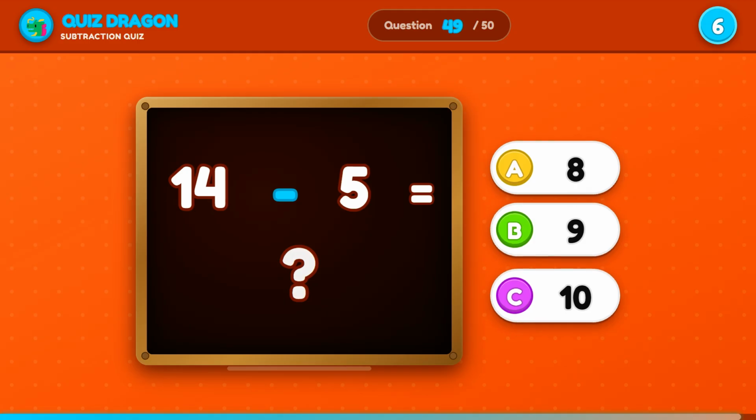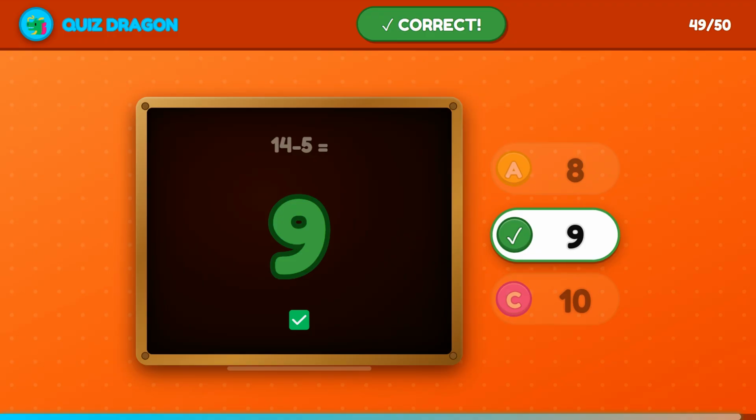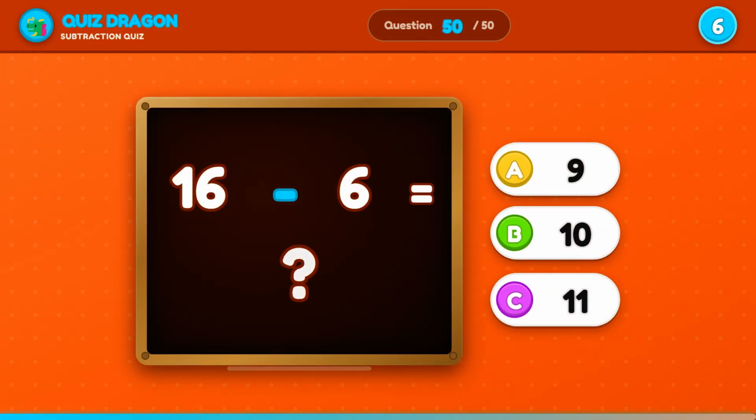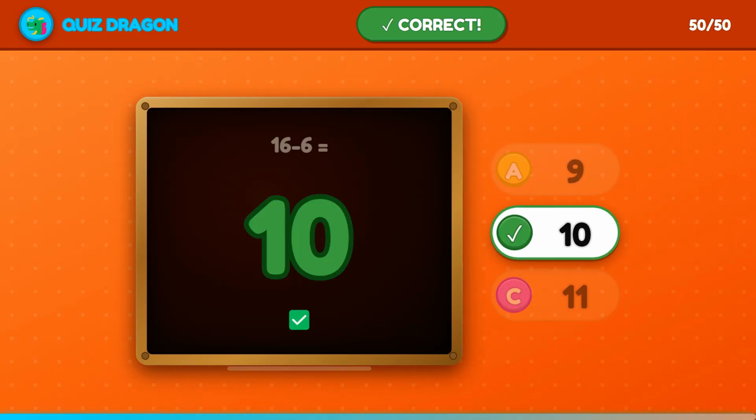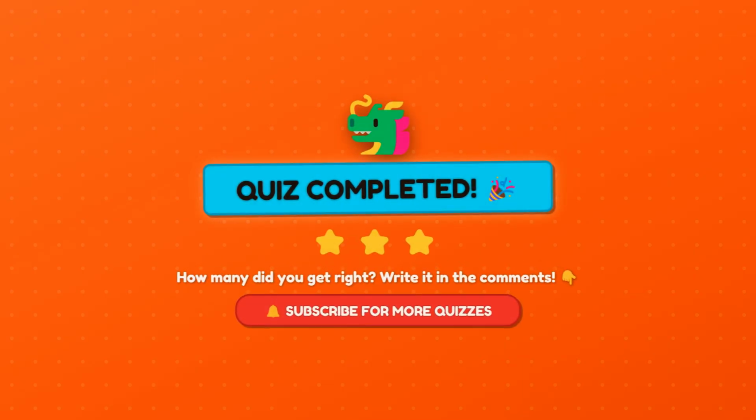Stay focused. Question 49. What is 14 minus 5? The correct answer is B, 9. Number 50. 16 minus 6 equals? The correct answer is B, 10. Congratulations. You finished all 50 questions.